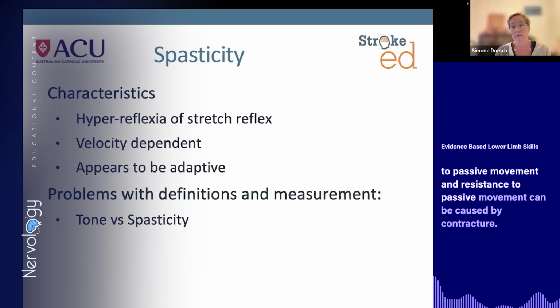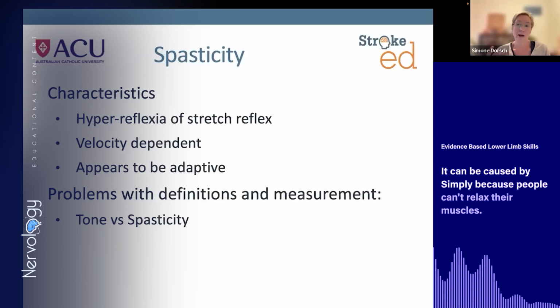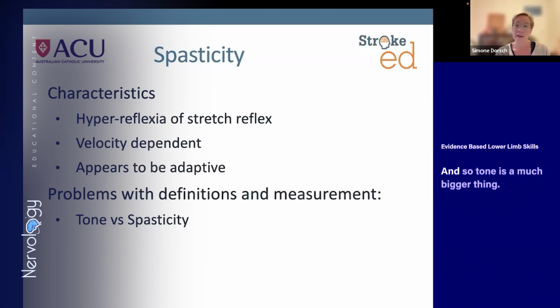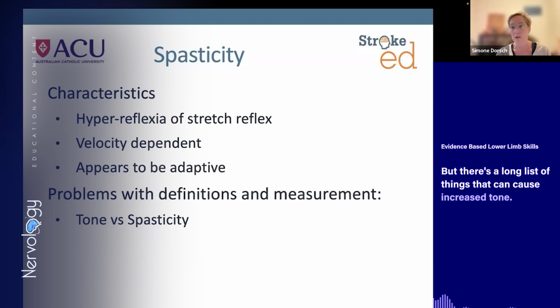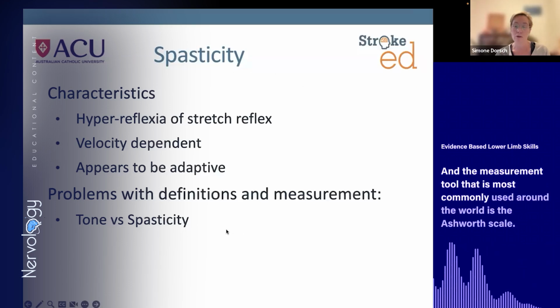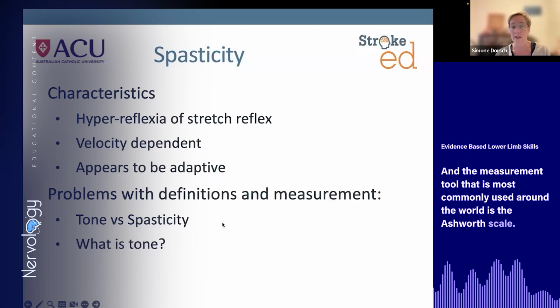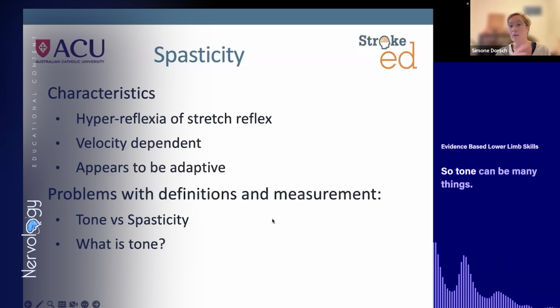And resistance to passive movement can be caused by contracture, it can be caused by pain, it can be caused simply because people can't relax their muscles. And so tone is a much bigger thing. It can be caused by spasticity, but there's a long list of things that can cause increased tone. And the measurement tool that is most commonly used around the world is the Ashworth scale. And the Ashworth scale measures tone. It doesn't measure spasticity. So tone can be many things.